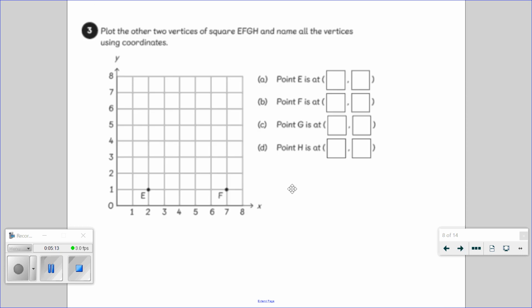In question 3, you need to plot or put on the grid the other two vertices, corners, of the square EFGH and write down the coordinates. E and F are already here. So what do you know about the properties of a square that will help you find G and H?